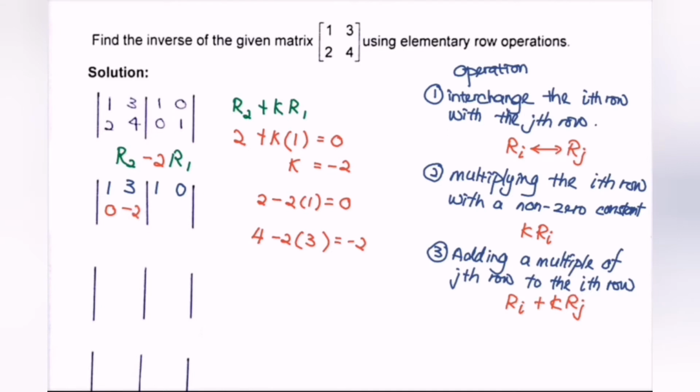Next, we move on to the right hand side. Again, repeat the operation. We have R2, which for this part is 0, minus 2 times R1, which is equal to 1. So finally, we have our answer, negative 2.